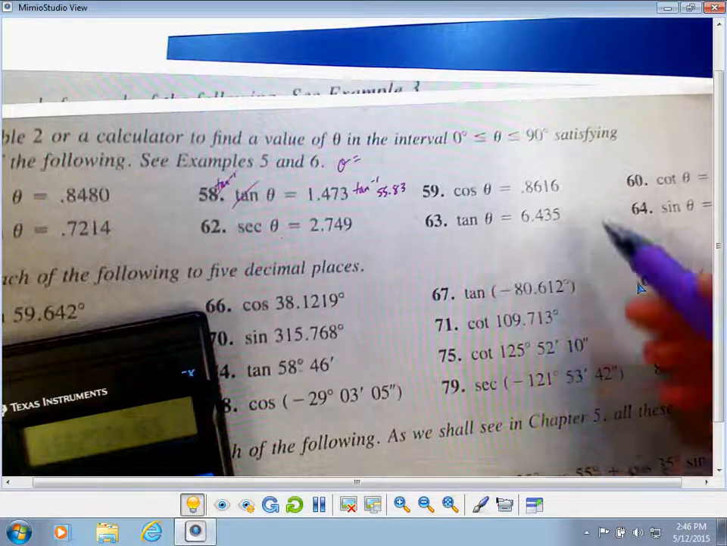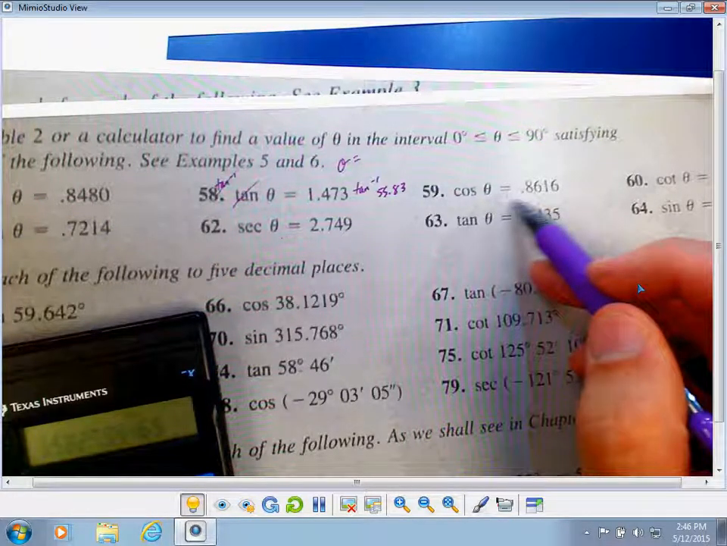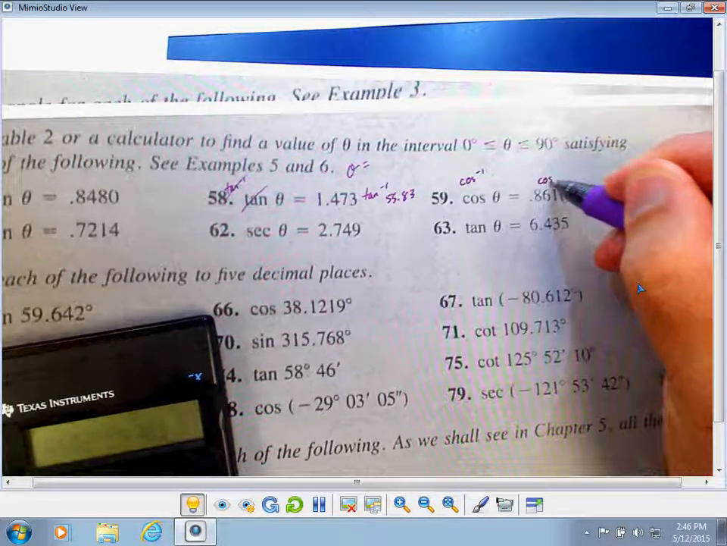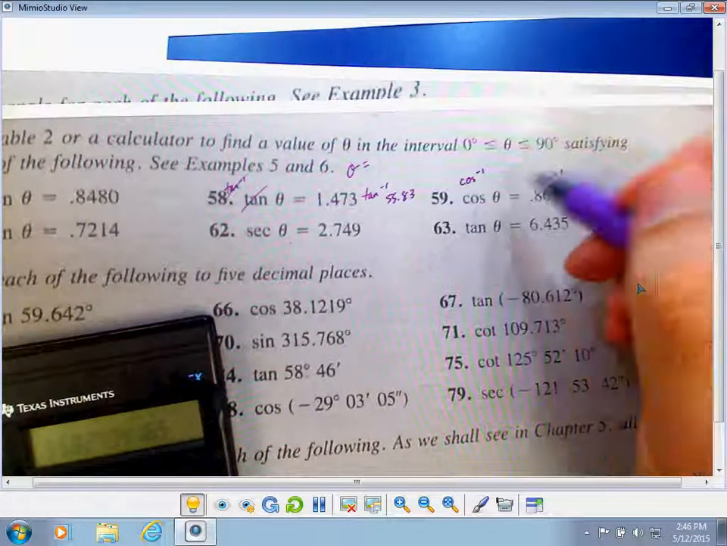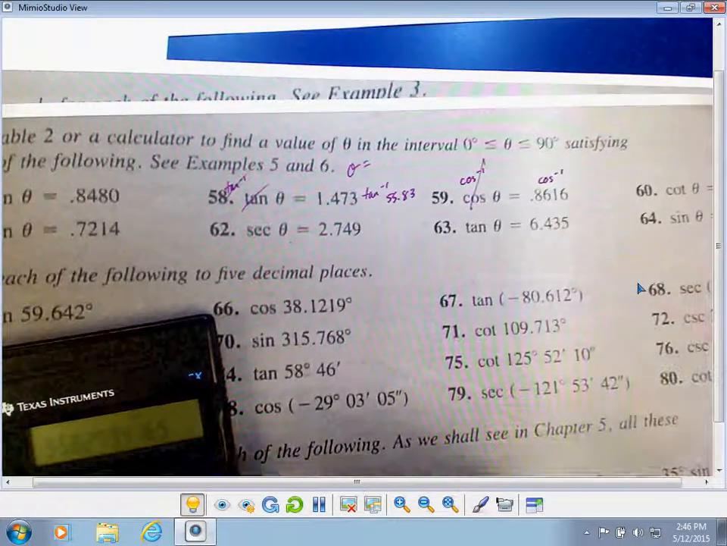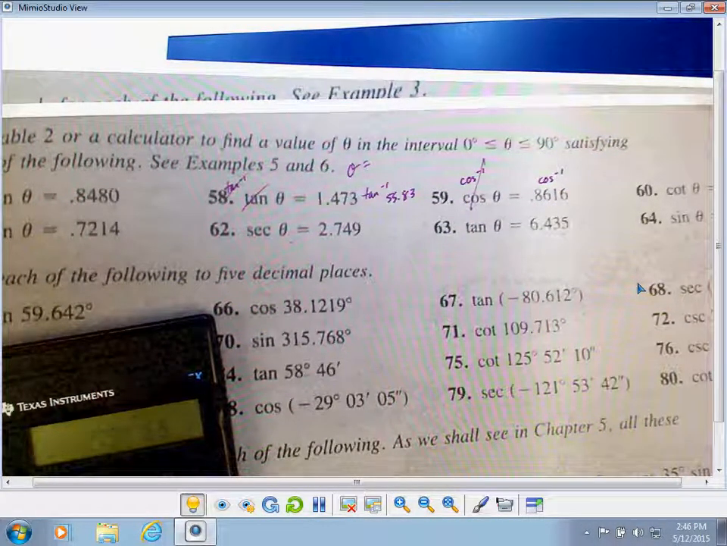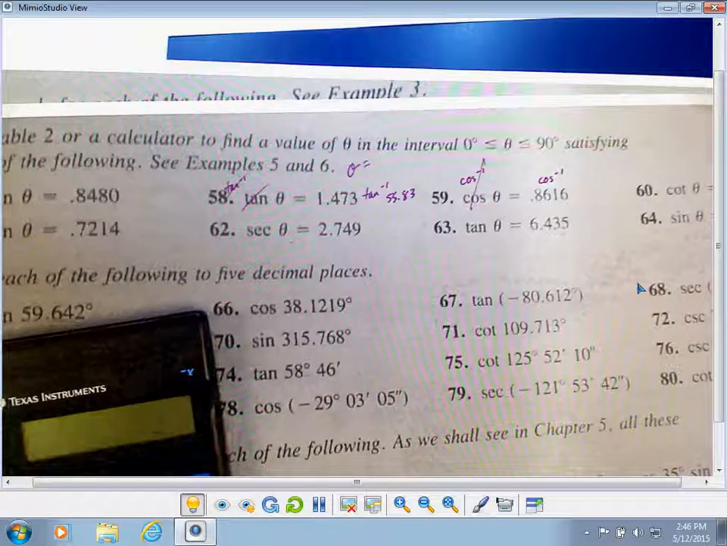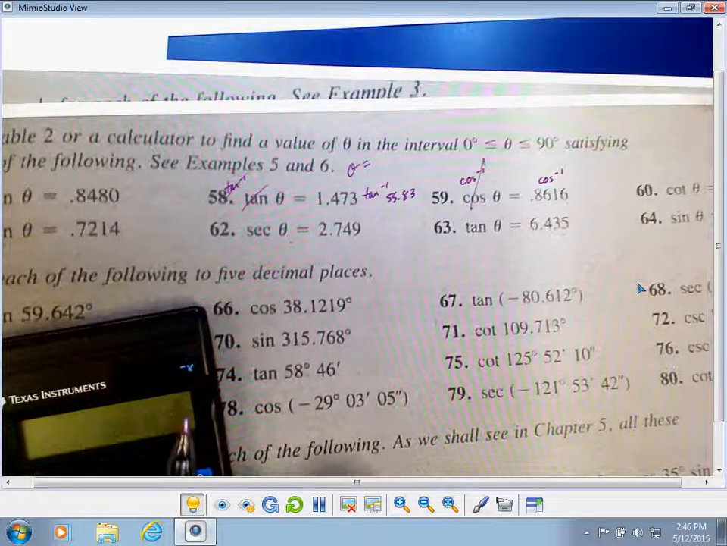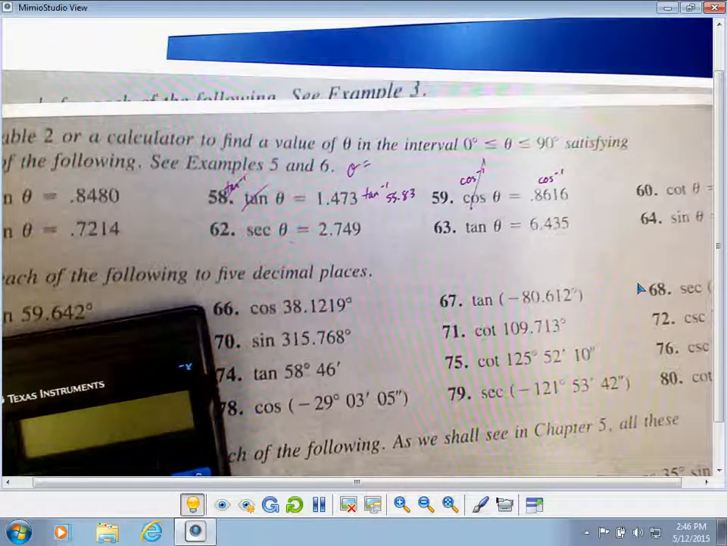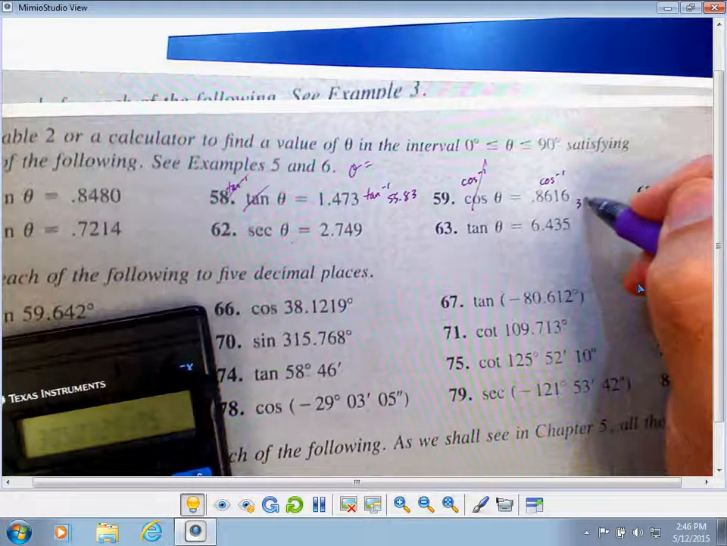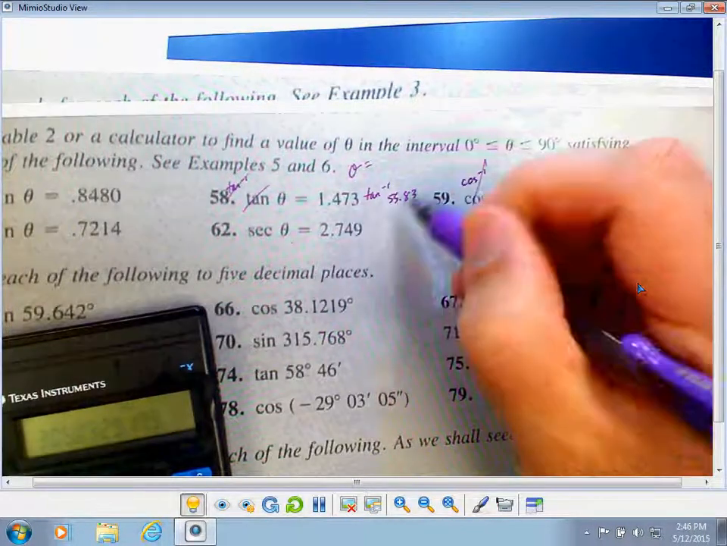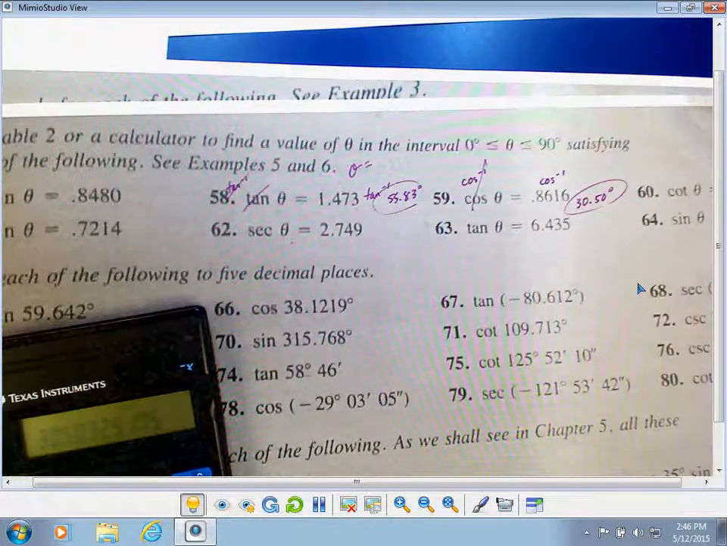I apologize. With the cosine, though, again, this would be inverse cosine. In other words, to find an angle, you just use the inverse function of whatever you're dealing with. So this one would be 0.81, sorry, 0.8616, and I would hit inverse cosine, and it comes out to 30.50 degrees. See how they're all within 0 to 90?